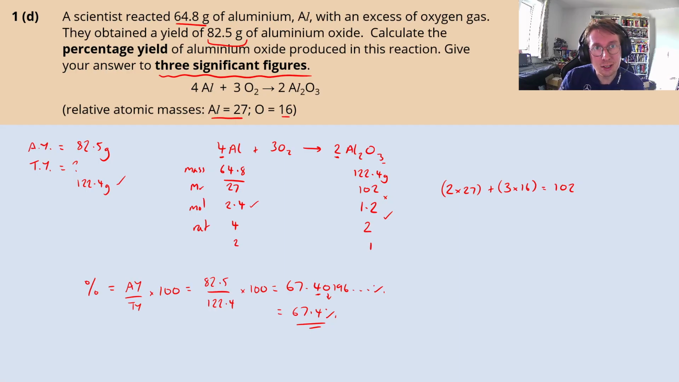So that's percentage yield. That's the extent of the questions they can give you. To be honest, they're more likely to ask you questions like A and B, but it's still worth knowing how to do C and D.